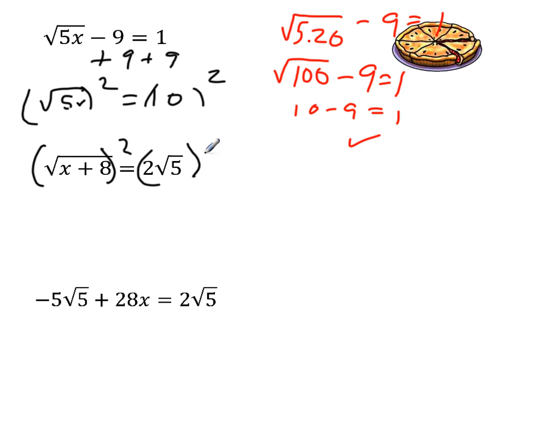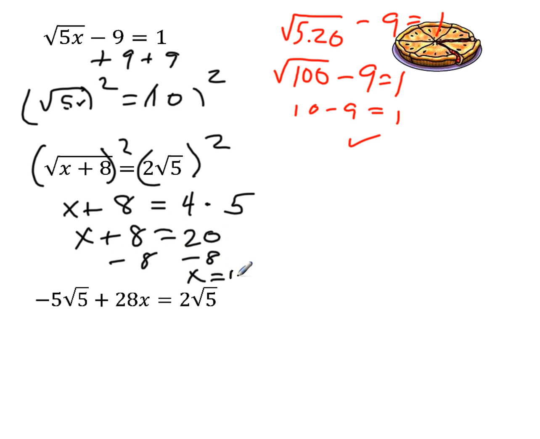And I can do that because 2 is multiplied with the radical. Here, the radical has a subtraction with it, so I can't do that. But here I can. If I square this side, I'm going to simply get x plus 8. If I square this side, I'm going to get 4 times root 5 squared, which is 5. So I get x plus 8 equals 20. Subtract 8, x equals 12.